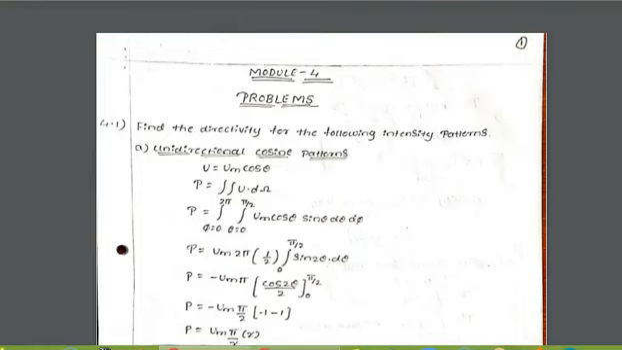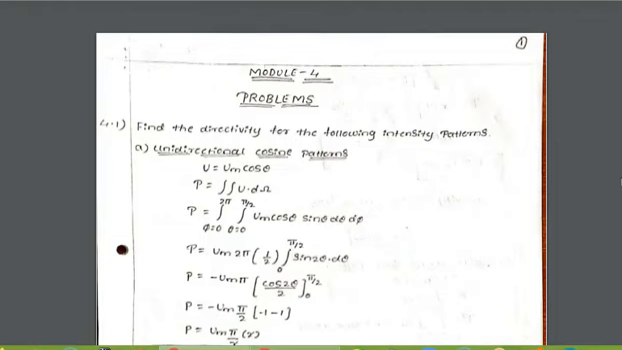Students, today I'm going to discuss the fourth module problems. In total there are around 7 problems to be discussed here, so one by one I'm going to discuss with you. The first problem is based on the intensity pattern.